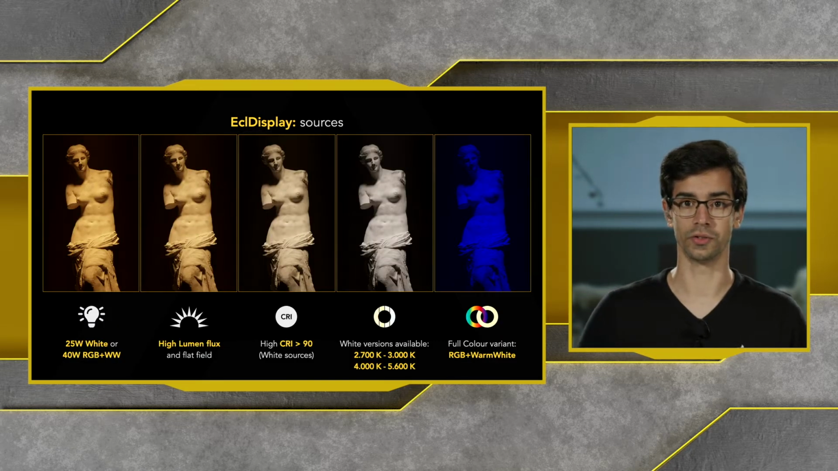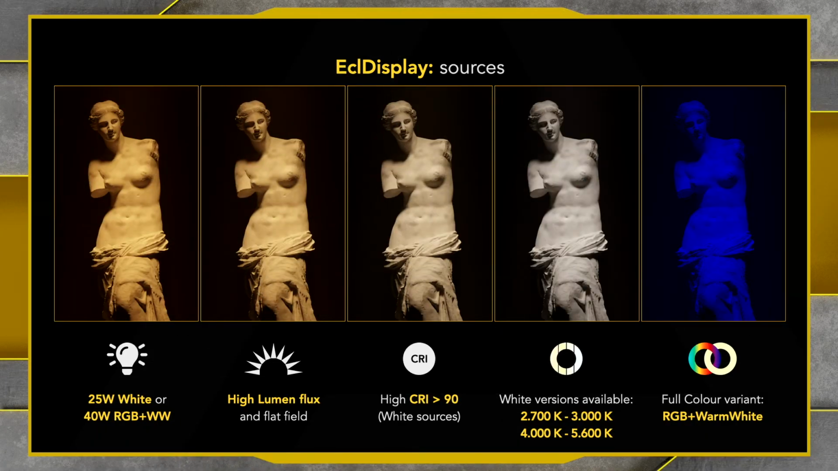Let's look at the sources as well. As I've said in the beginning, we've got 5 different sources. So we've got 4 white versions available, from 2700 Kelvin, 3000 Kelvin, 4000 Kelvin, or 5600 Kelvin variants. The white versions come with a 25-watt white LED chip. Because of that, we have a very high lumen flux and a very flat field coming from these units. The white versions also have very high CRI and TLCI values. I know that's very important for the architectural world, for the broadcast world, for the theatrical world. So we've made sure we have very high quality LEDs with a very high CRI value.